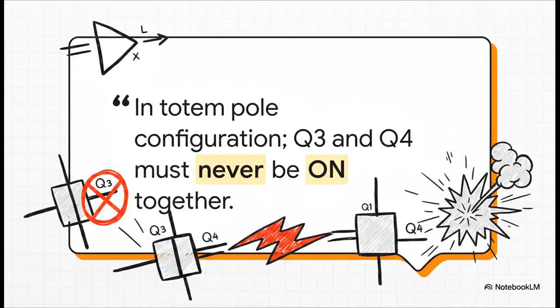And this is the absolute number one rule. The source material is super clear on this. In totem pole configuration, Q3 and Q4 must never be on together. You just can't have that. This condition is called shoot-through, and it creates this huge spike of current that can overheat and totally destroy the transistors. It's a critical failure just waiting to happen, hiding inside this otherwise clever design.